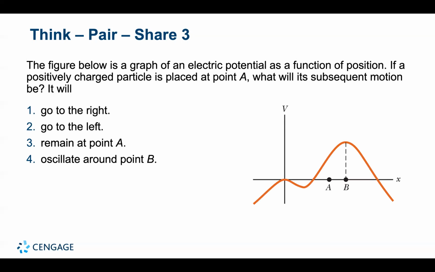Here's another one to think about. The figure below is a graph of the electric potential as a function of position. If a positively charged particle is placed at point A, what will its subsequent motion be? The answer is, go to the left. So charged particles always tend to move towards the position of lower potential energy. The electrical potential energy of a charged particle is PE equals QV, and for positively charged particles, this decreases as V decreases. Thus, a positively charged particle located at x equals A would move towards the left.